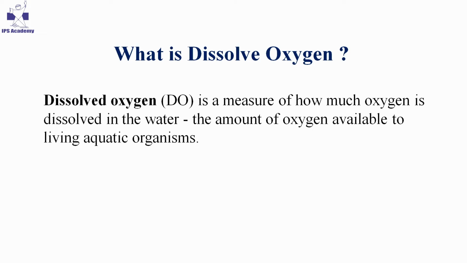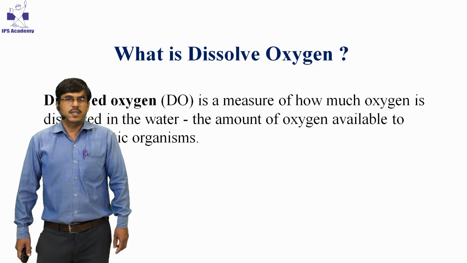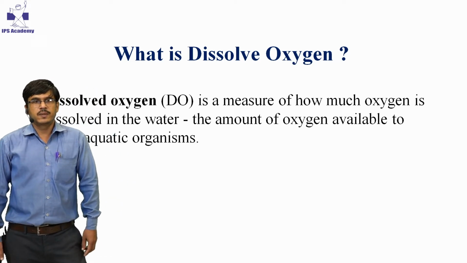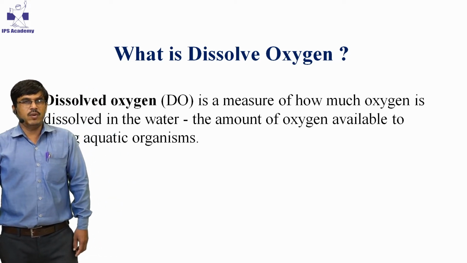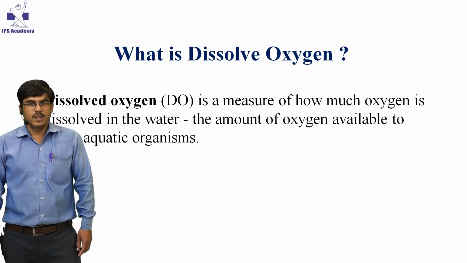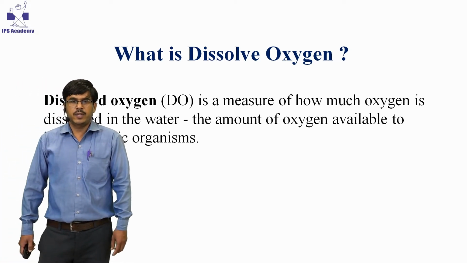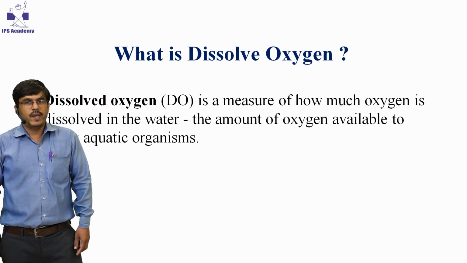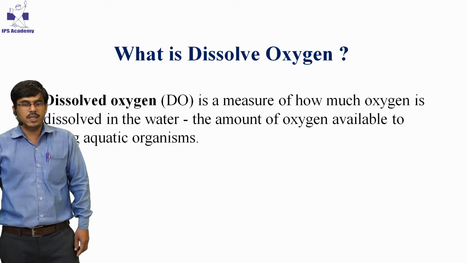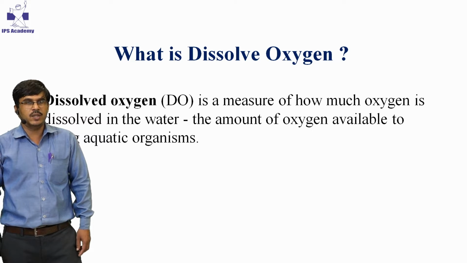Dissolved oxygen is the oxygen, like the oxygen in an environment. The difference is that it is the oxygen dissolved in water. DO is a measure of how much oxygen is dissolved in the water, that is, the oxygen available for aquatic organisms. It is necessary to survive for aquatic life, that is plants and fishes and other organisms.